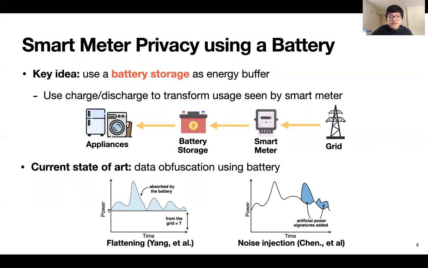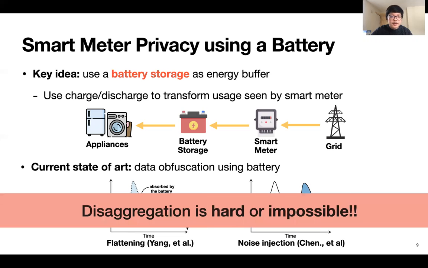The way it works is, when some appliance is turned on, we supply electricity from battery instead of the grid. So the smart meter will see no change in the usage. Another technique is noise injection, which tries to add artificial power signature to the trace. Both techniques can prevent occupancy detection, but unfortunately, they make this aggregation hard or even impossible.